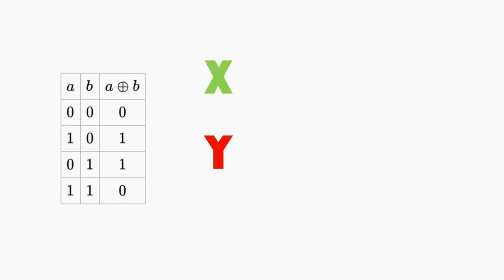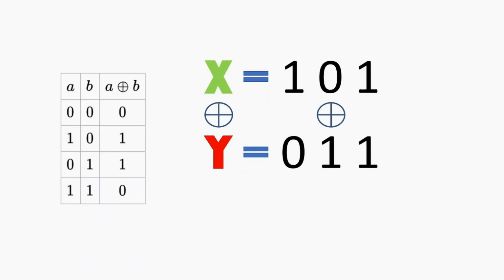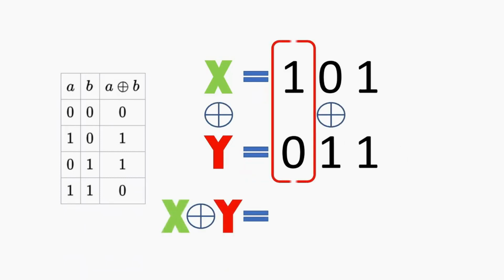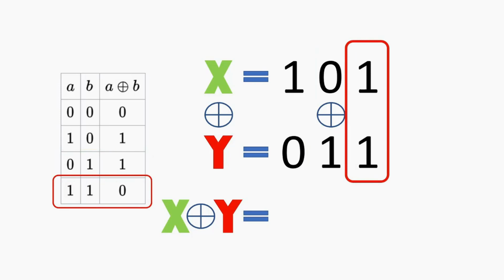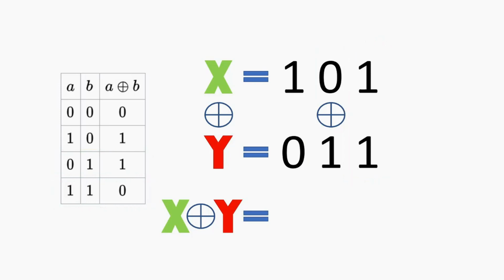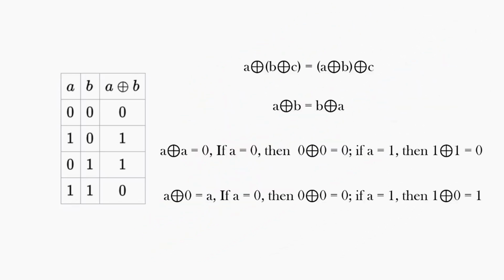Let's consider the example where x is equal to 1, 0, 1 and y is equal to 0, 1, 1. Then in the operation XOR we get the result. 1 XOR 0 is 1, 0 XOR 1 is 1, but when 1 XOR 1 we get 0. So our result is 1, 1, 0. The symbol of XOR is very common and is denoted like this. Also, it has the following features.